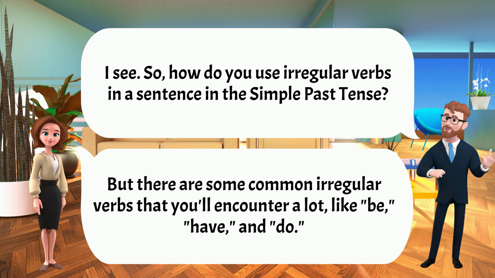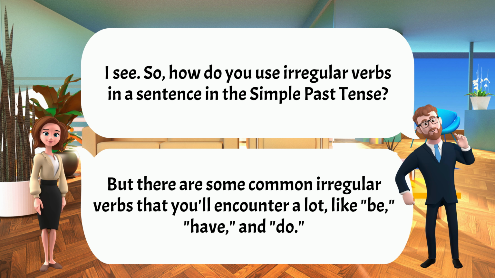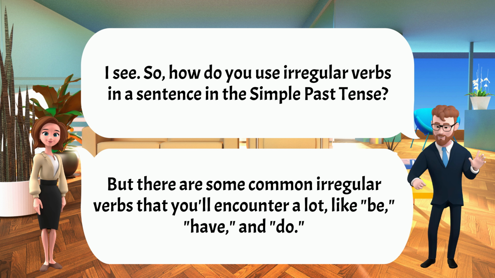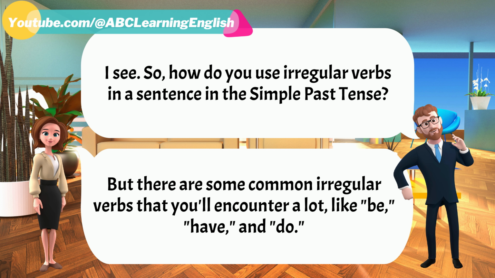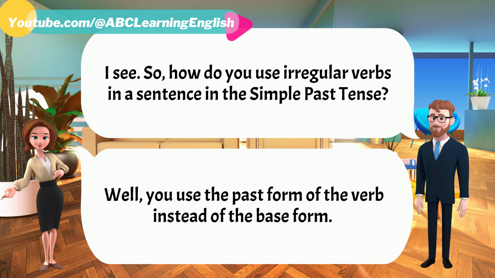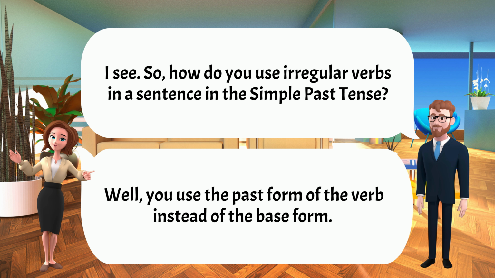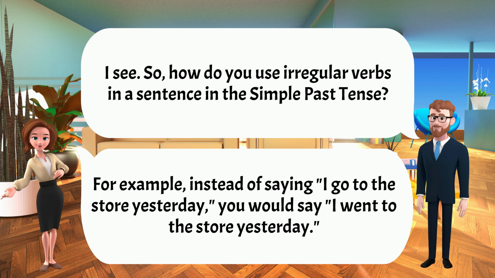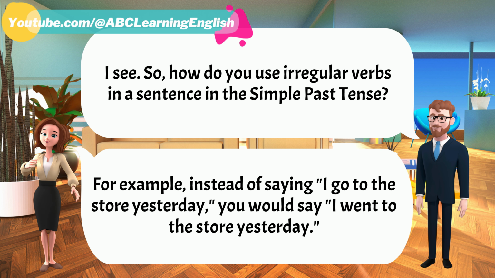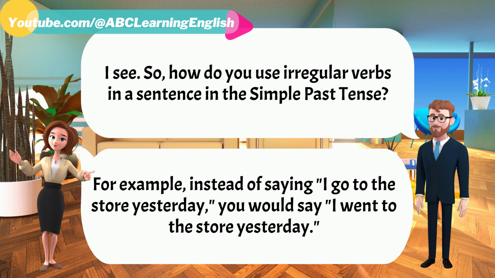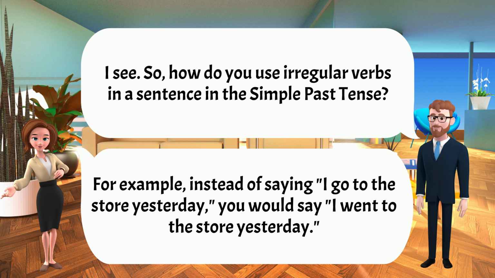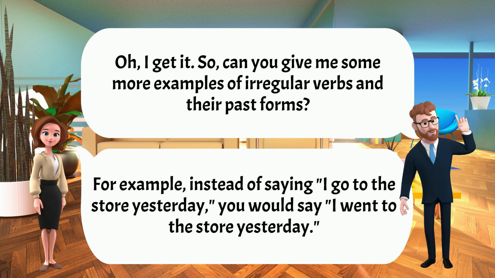I see. So, how do you use irregular verbs in a sentence, in the simple past tense? Well, you use the past form of the verb instead of the base form. For example, instead of saying, I go to the store yesterday, you would say, I went to the store yesterday. Oh, I get it.